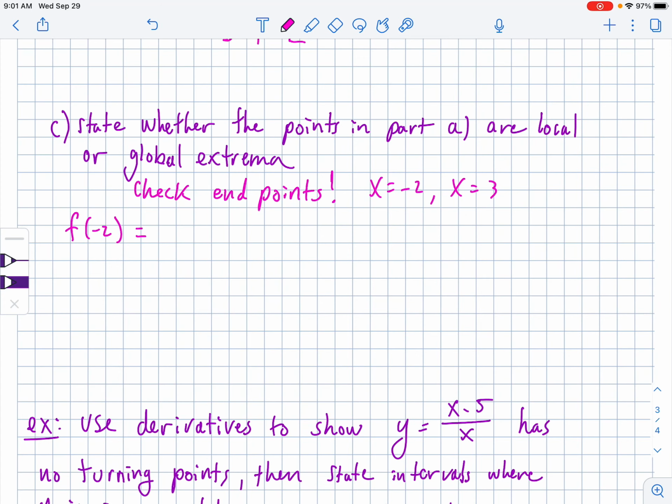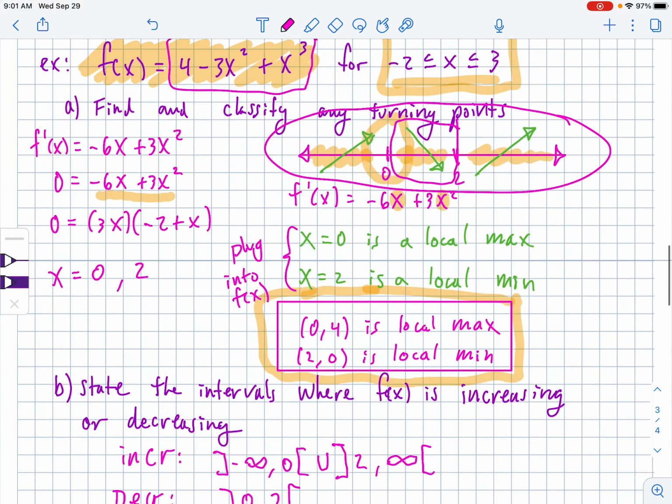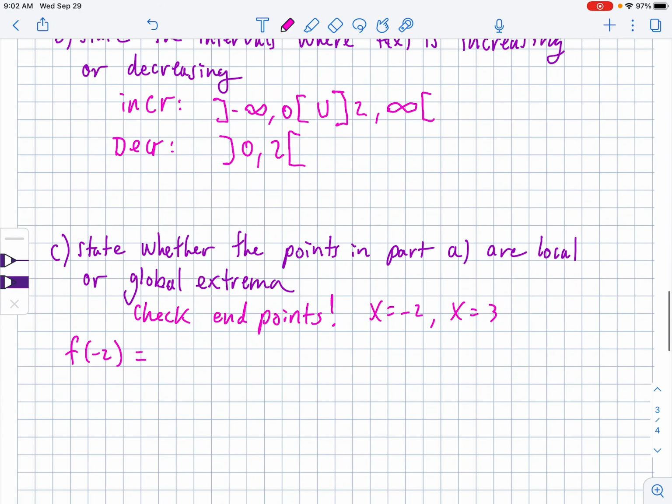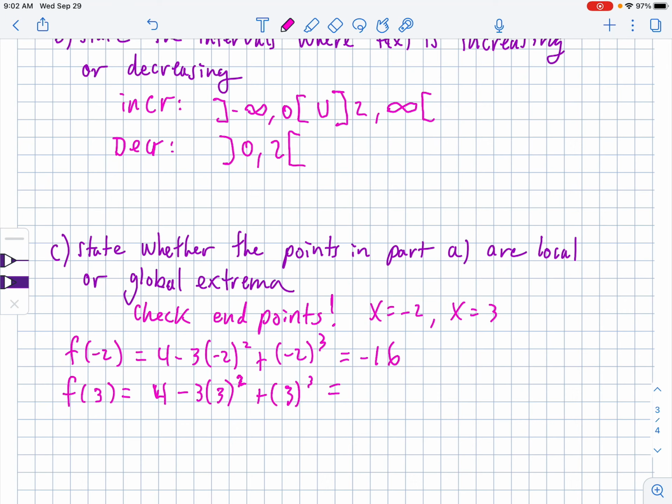So when you plug those back into the original function, f of -2 was 4 minus 3x squared plus x cubed. So 4 minus 3 times (-2) squared plus (-2) cubed. When you crunch that out, this is -16. But then we have to check the other one as well, f of 3. If you plug that into the original equation, remember we're getting coordinates, 3 times 3 squared, gosh, I apologize, 3 cubed. When you simplify that, you get 4.